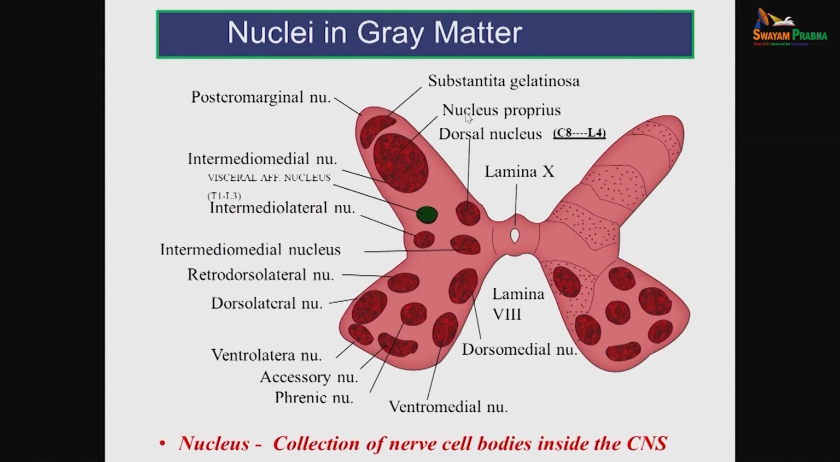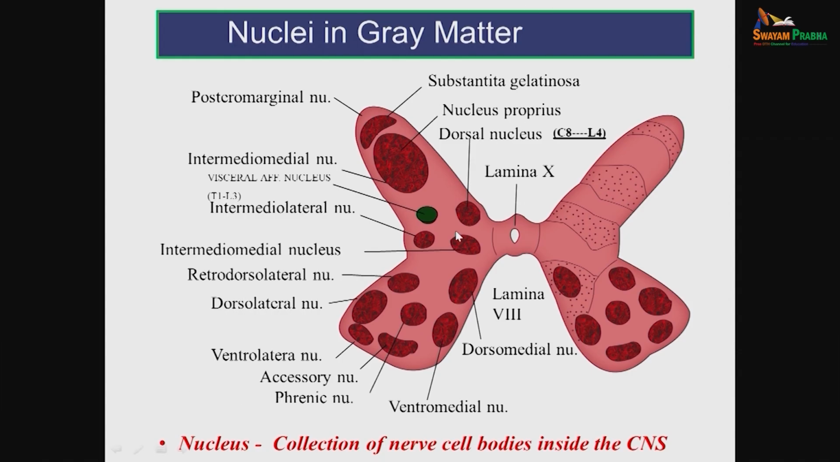Having learned this, now we are going to take the grey matter separately and learn the various neurons which are grouped. The collection of nerve cell bodies inside the central nervous system is called a nucleus. So, we are going to learn the various nuclei which are present in the grey matter. As I already mentioned, grey matter is composed of nerve cell bodies, that is, there is a predominance of neuronal somata. These neuronal somata or nerve cell bodies are collected and form what is called a nucleus. Please understand that a nucleus is a collection of nerve cell bodies inside the central nervous system. This is very important.